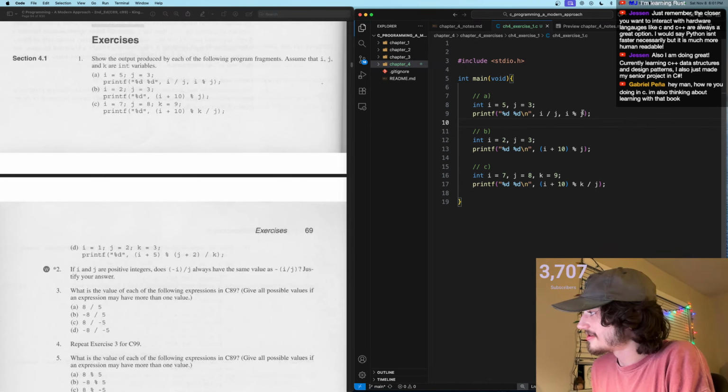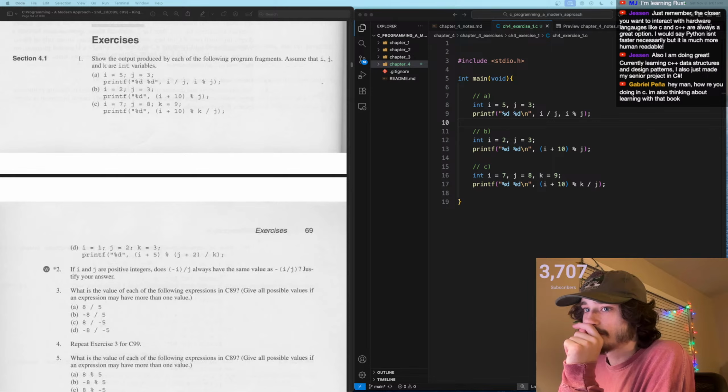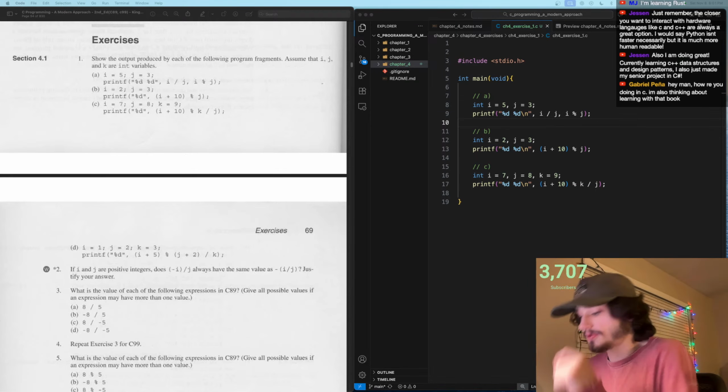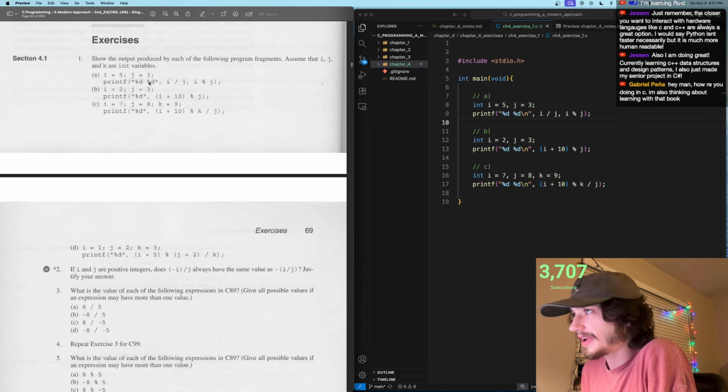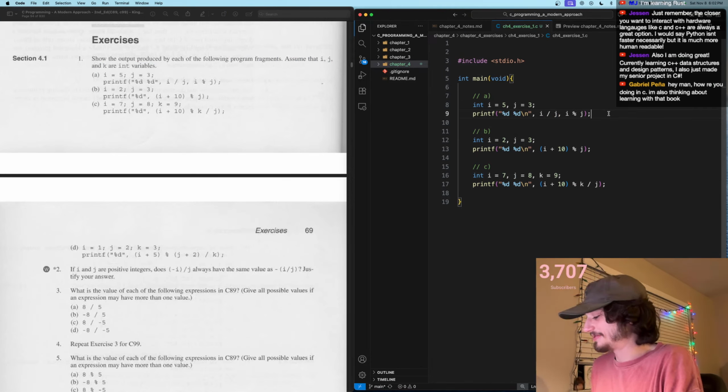Oh my gosh. Hold on, let me see here. Yeah, so it is 2, like I was right earlier. So the 3 can only go into 5 once with a remainder of 2. Perfect, yeah, exactly. Now, so that's my guess here.